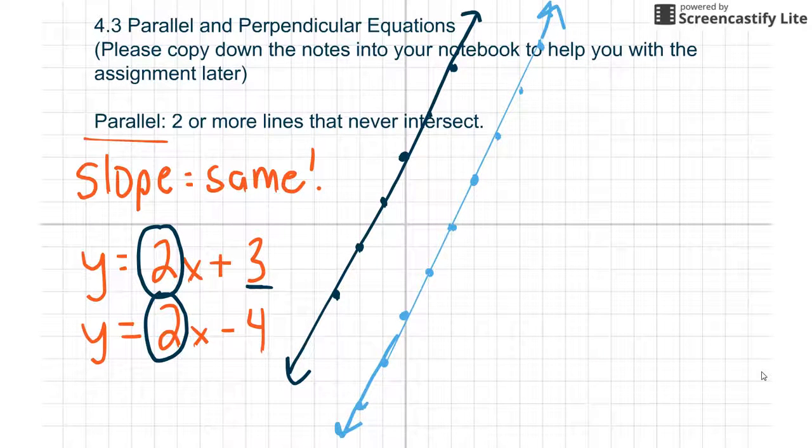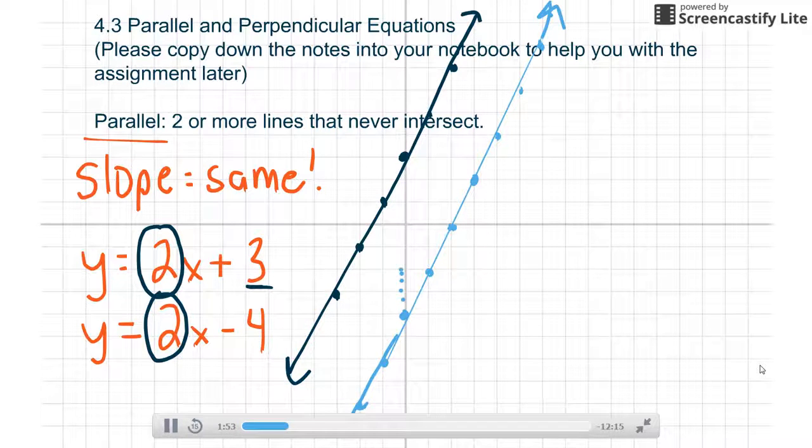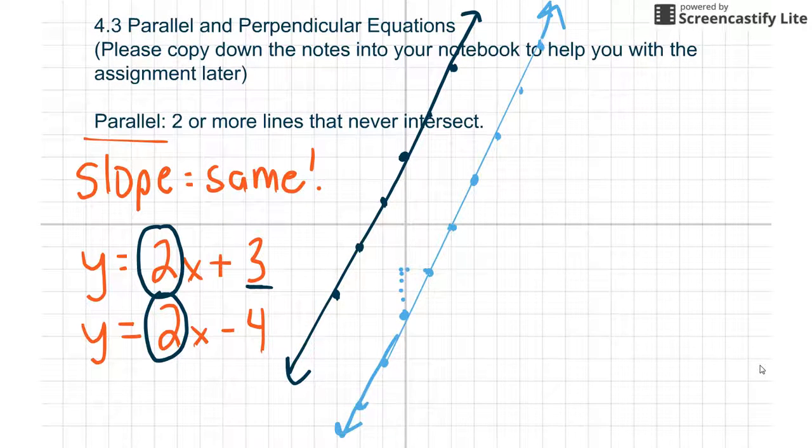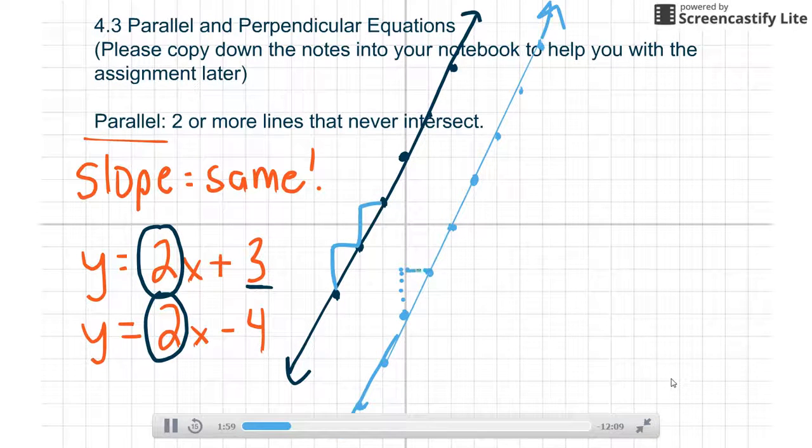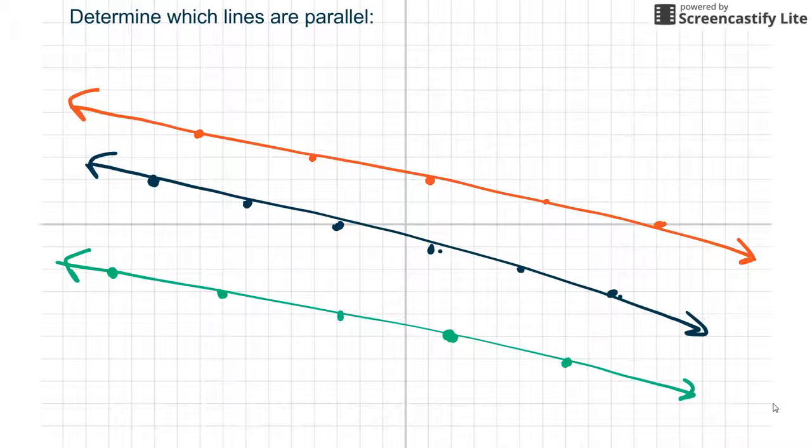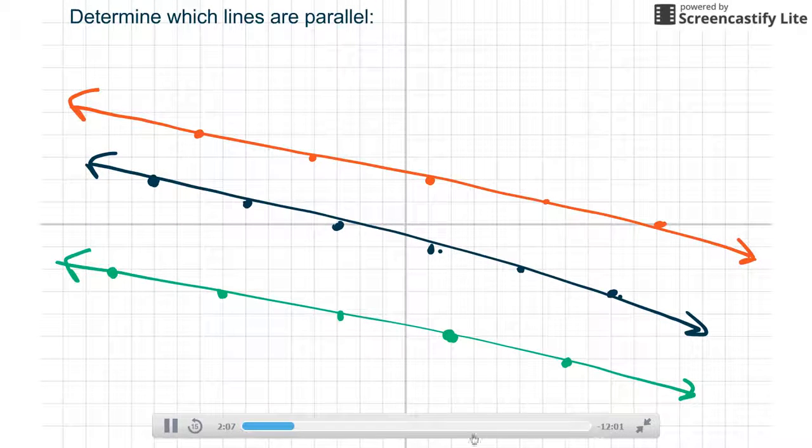So you can see on these two lines that no matter where you count, here we're going up 2 over 1, and it's going to stay an equal distance on this one, up 2 over 1, up 2 over 1, and it's going to keep staying that equal distance all the way up.